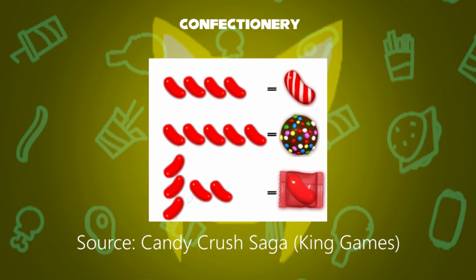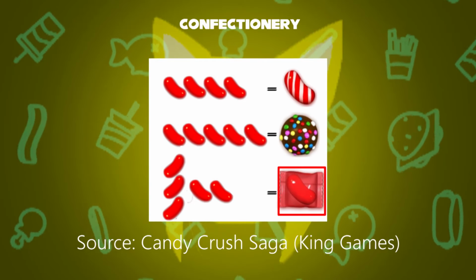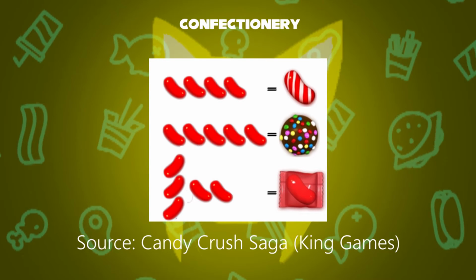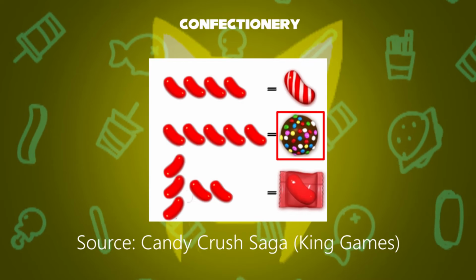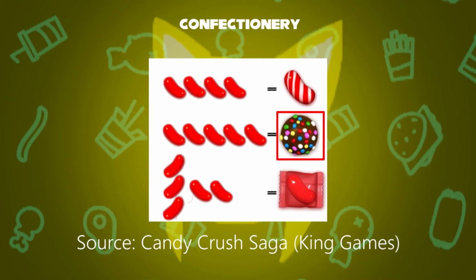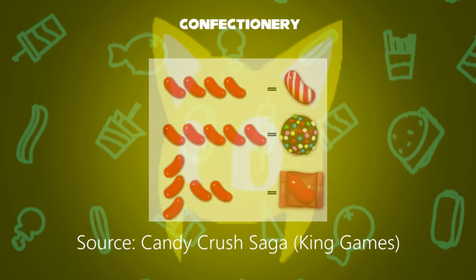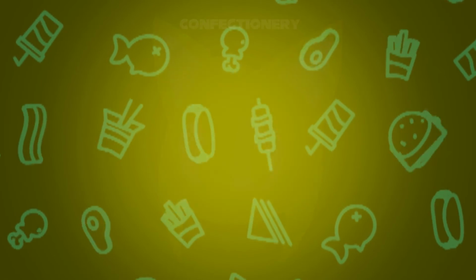For T and L matches, you get a wrapped candy ready to explode. For 5 in a row, you get a chocolate candy called a color bomb. You can detonate it on any identical candies of your choice. Now, let's meet Amy Rose.